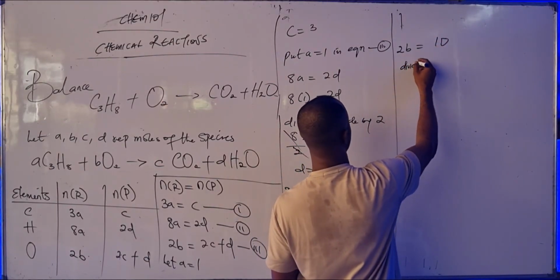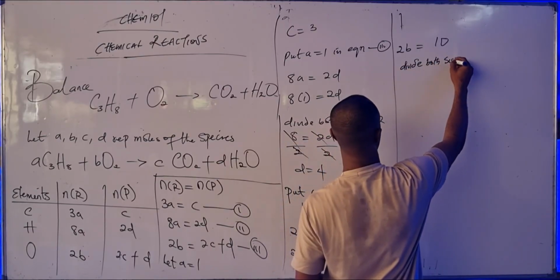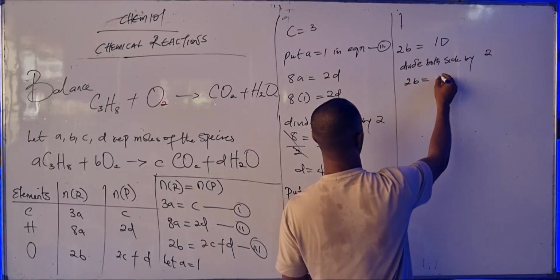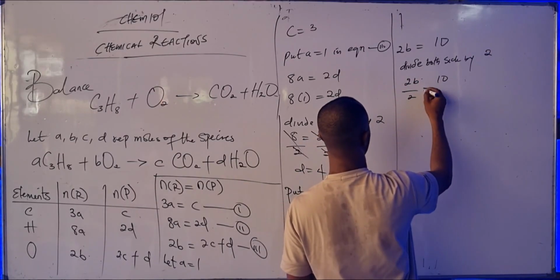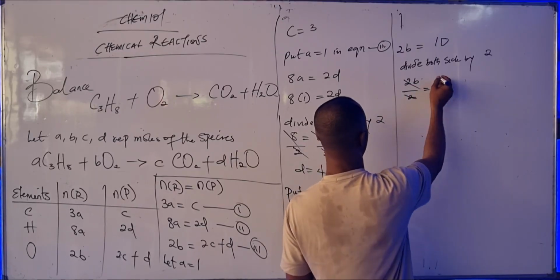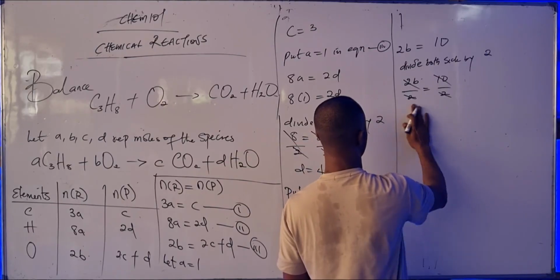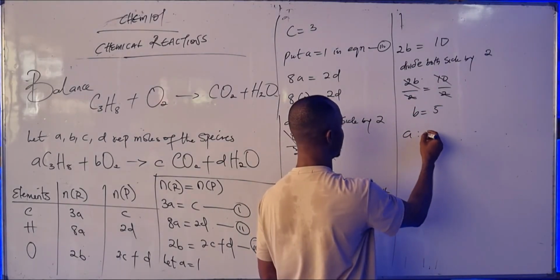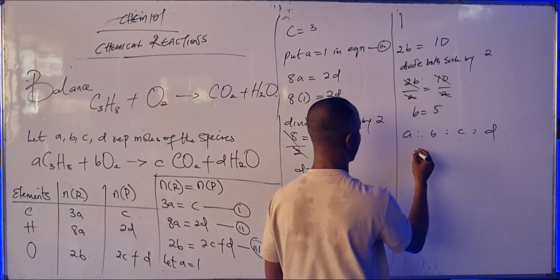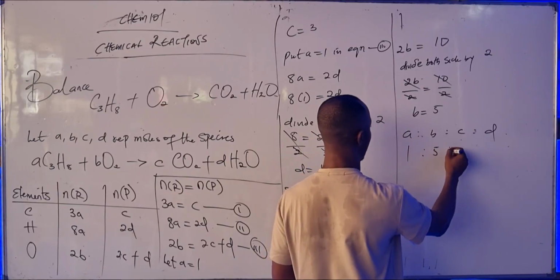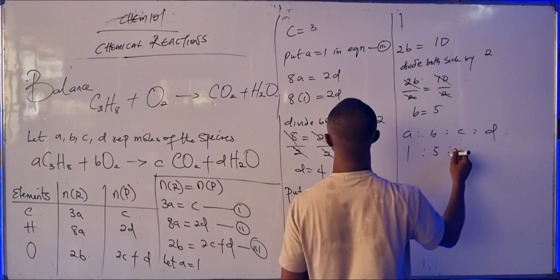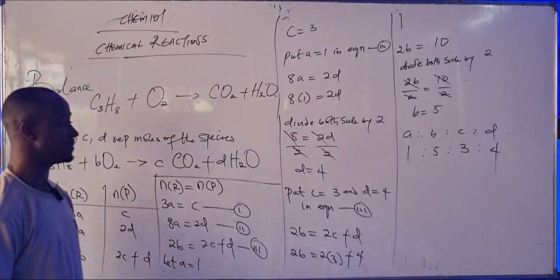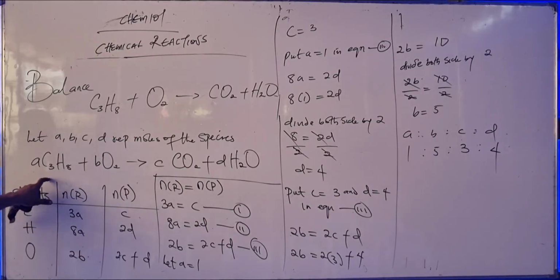We divide both sides by 2. That will give us 2B over 2 equals 10 over 2. So B is equal to 5. Exactly. So here we have the ratio A to B to C to D. What's A? 1. What's B? 5. What's C? 3. What's D? 4. Exactly.